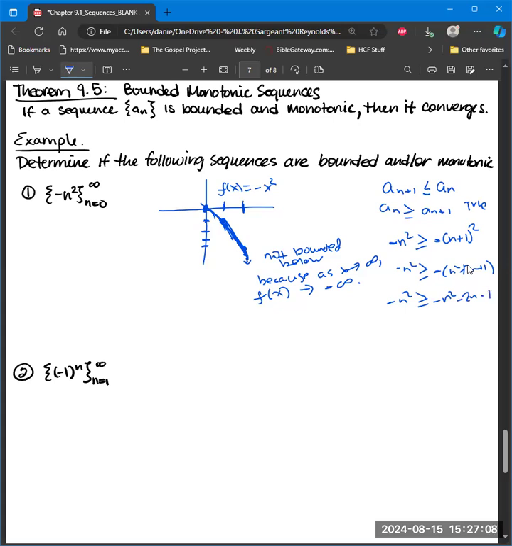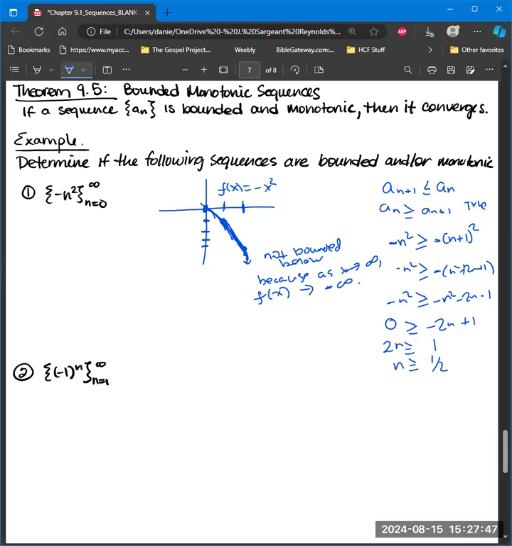I'm going to need to do some algebra here and say 0 is greater than or equal to negative 2n plus 1. And then 2n greater than or equal to 1, n greater than or equal to 1/2. Sorry, less than or equal to 1/2. Yeah, so we'll come back to that.